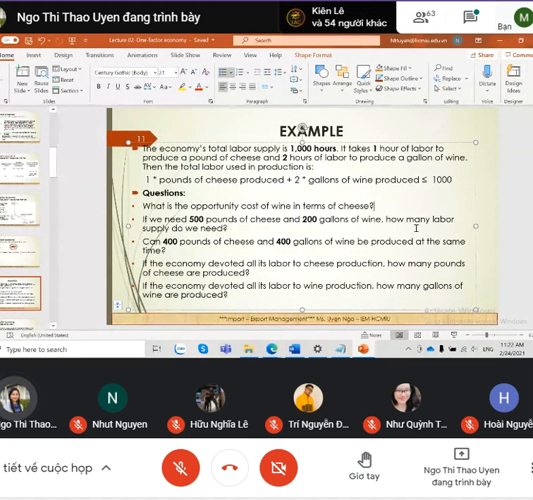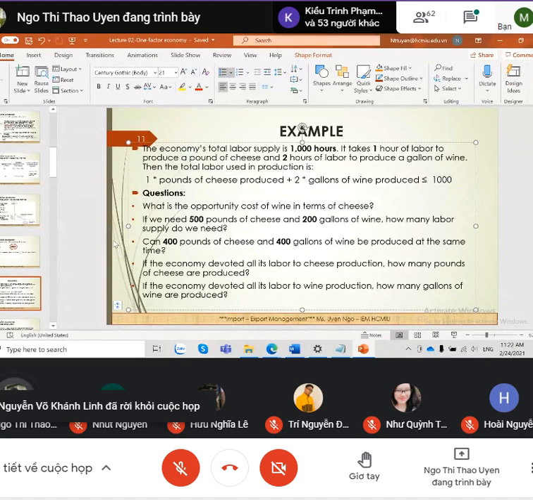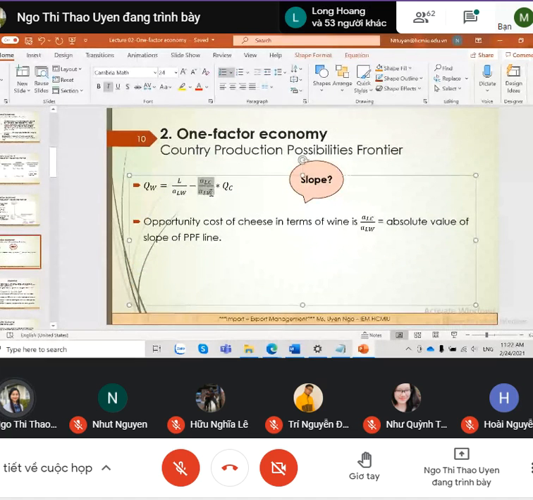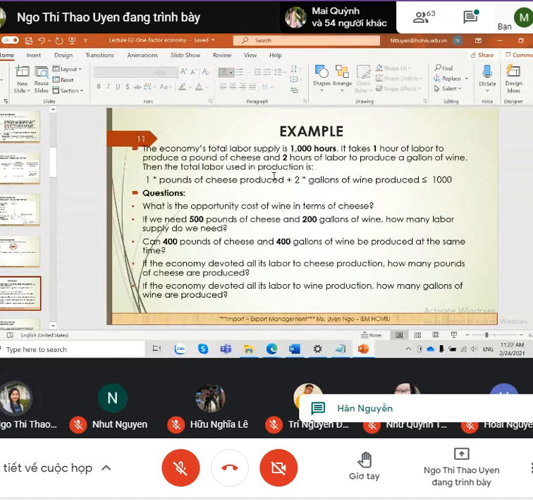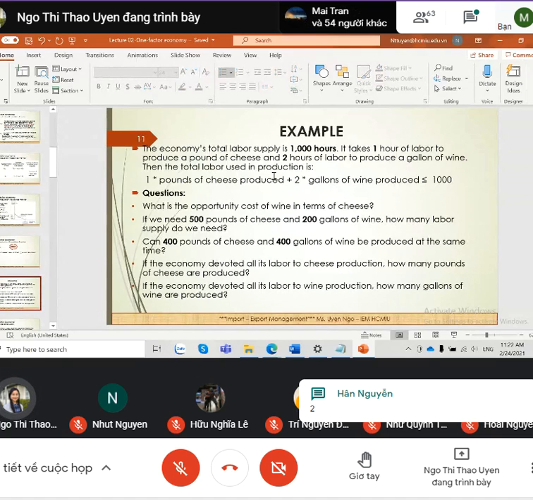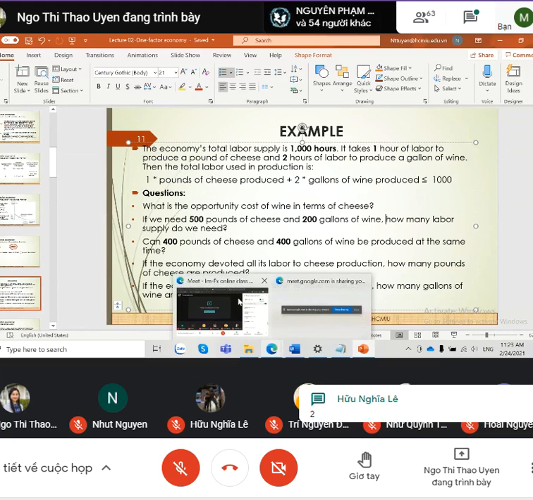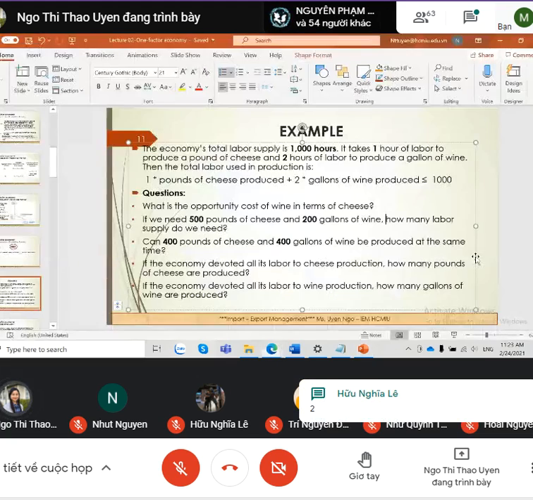Don't forget to take note while I'm teaching, because we'll use some of the terms during the whole lecture. So here we have this term, the opportunity cost of cheese in terms of wine. It's the ratio of the unit labor requirement. So what is the opportunity cost of wine in terms of cheese here? Two. Correct. It's two.